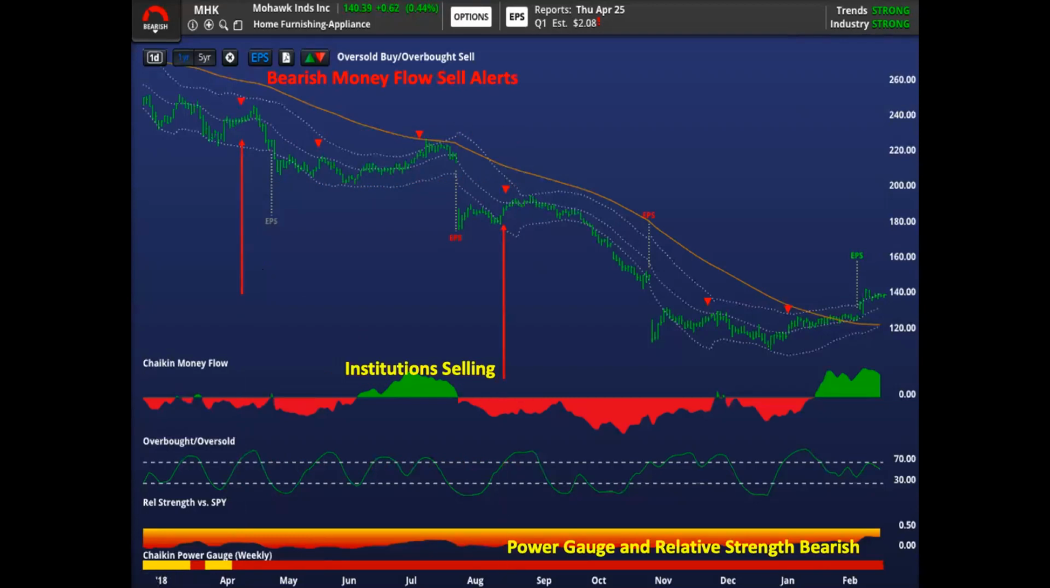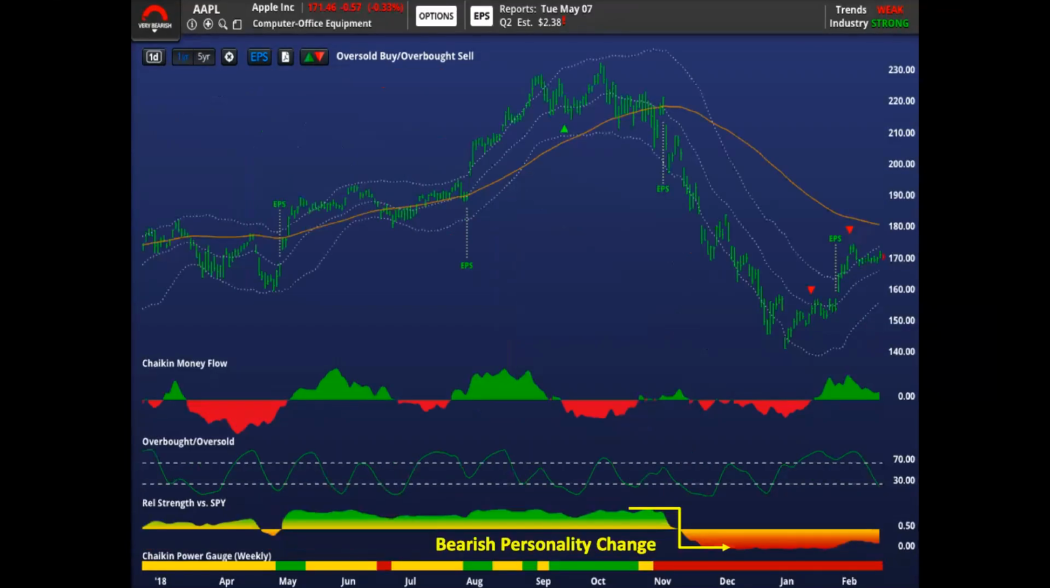You got another one here. And after a few days of sideways movement, you broke down. The first one came at a price of around 230. Stock bottomed out below 120. The real mother of all money flow sell alerts on Mohawk was off the charts. It happened about 14 months ago when the stock made a new all-time high at 260, just as we saw Apple give us a bearish money flow sell alert when it made that new all-time high at 230.